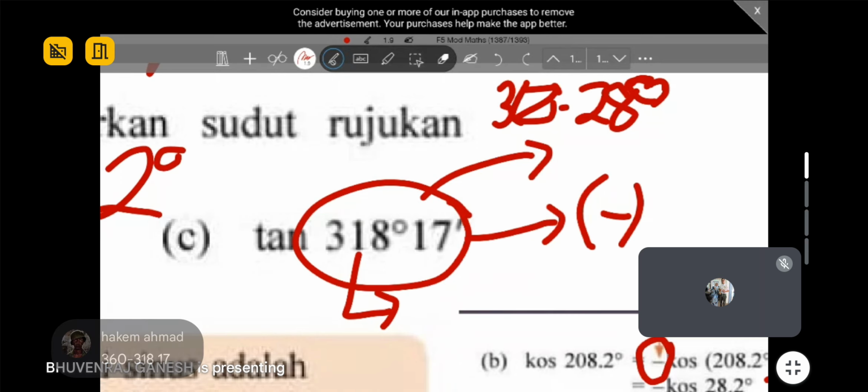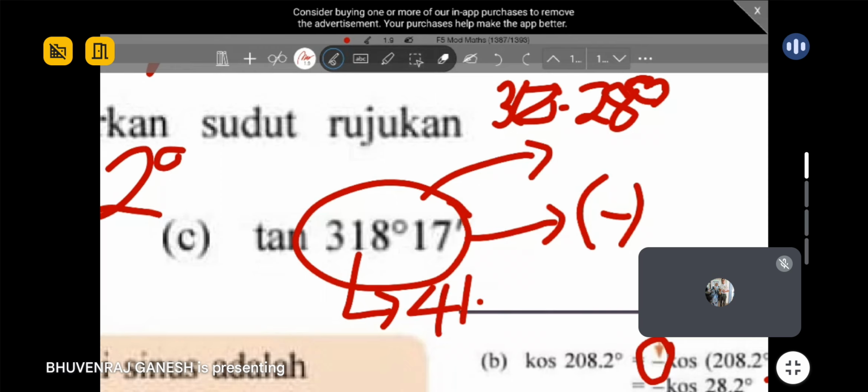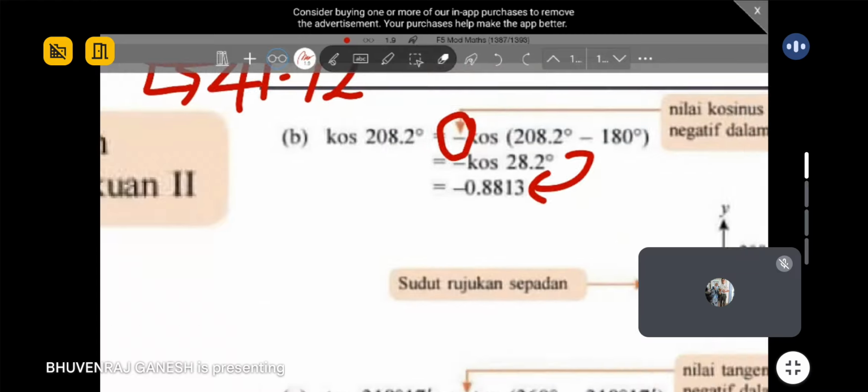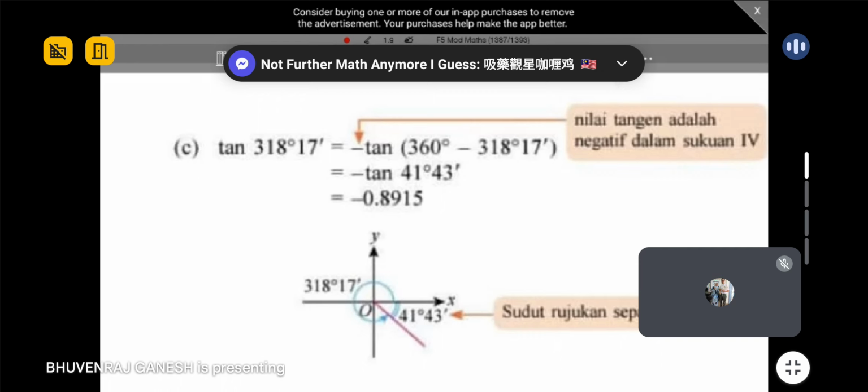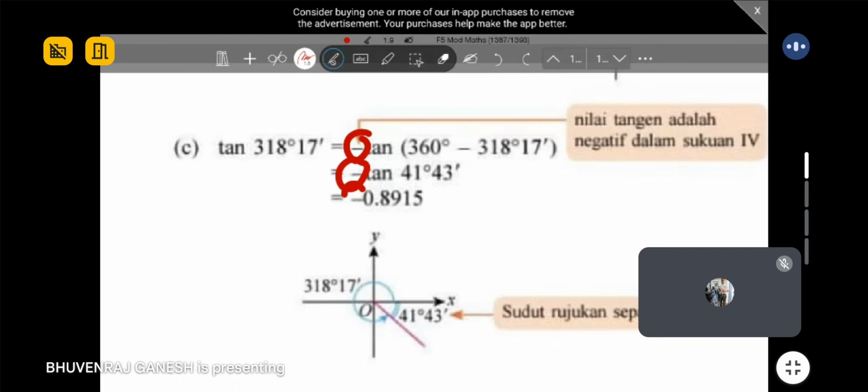Anyone? Yes, very good. So the answer is 41.72. So this is your reference angle, guys. Sudut rujukan. Alright. So kamu hanya perlu tambah simbol negatif dalam jalan kira kamu. Okay. So you will get something like this as your answer. Okay. You must remember to add the negative sign. Tambah simbol negatif kat depan.